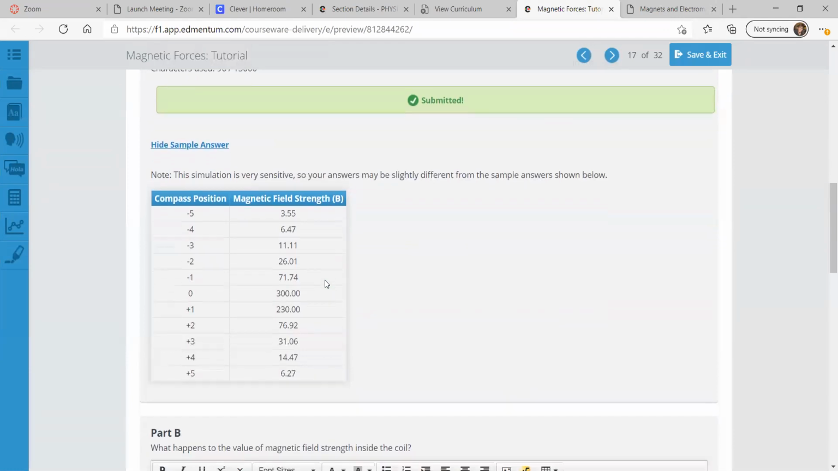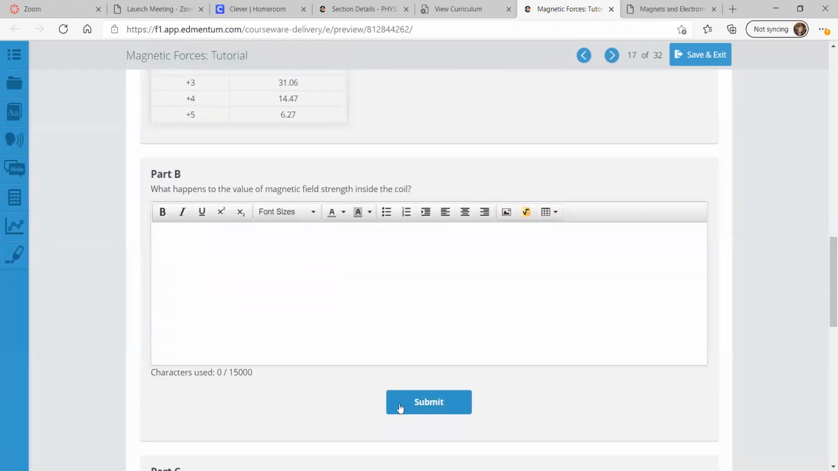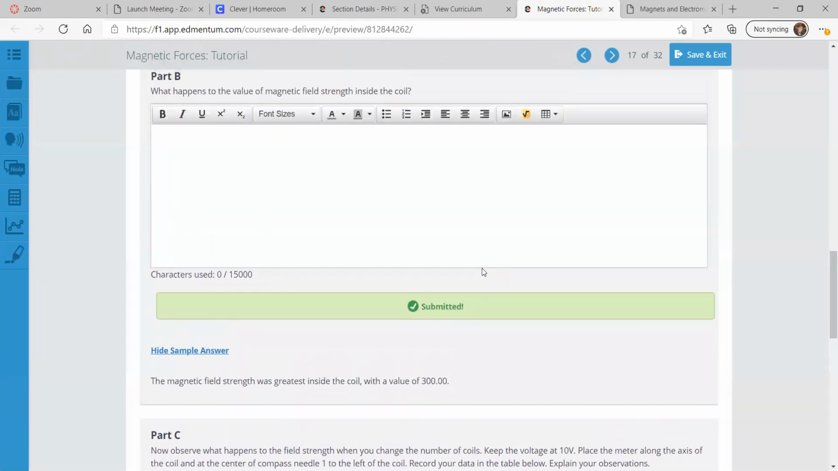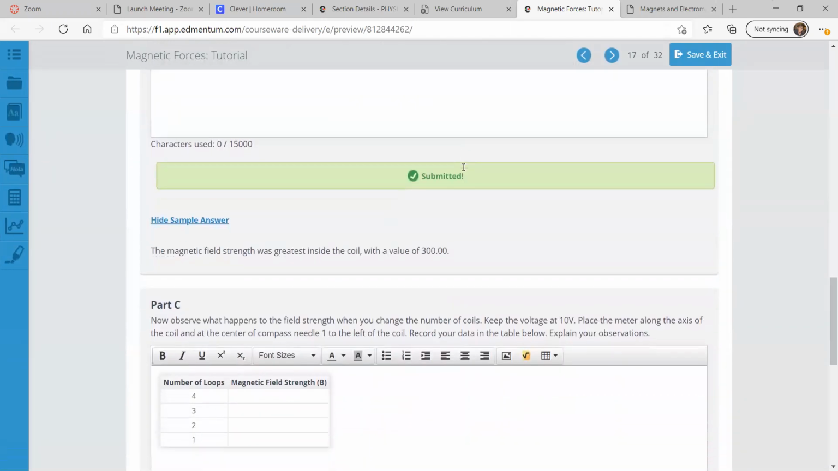Here's the simulation. And it's really sensitive, so if your numbers aren't exactly like this, that's fine. But this is what you should get, usually. So what happens to the value of the magnetic field strength inside the coil? Well, it's the greatest inside the coil. Look, outside the coil, it's not very strong. And then all of a sudden inside the coil, it's 300. So that's a lot more.